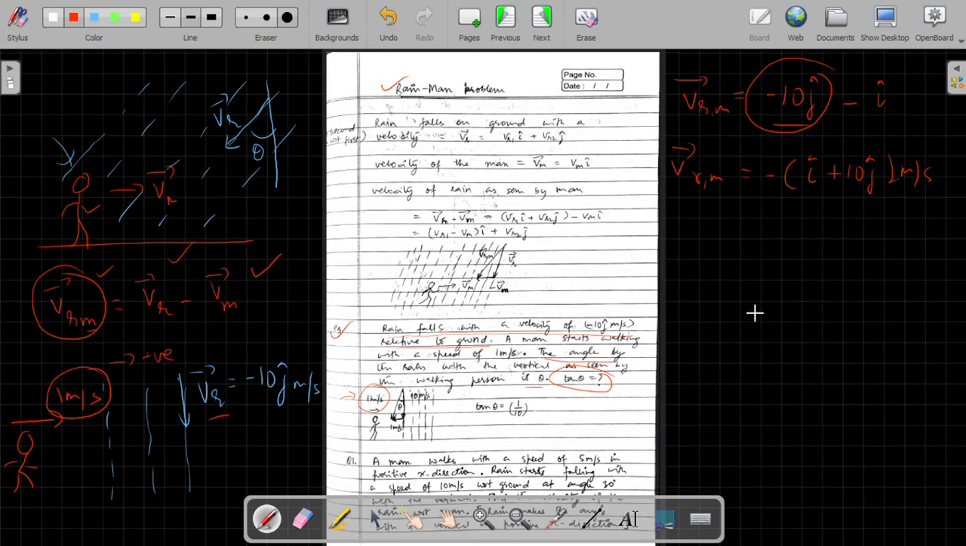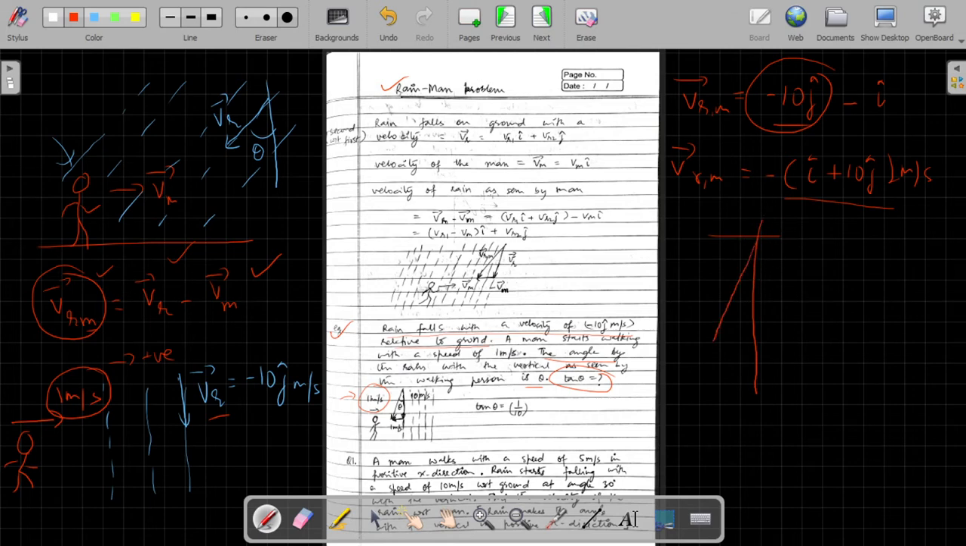So this is the velocity of rain with respect to man, and we are supposed to find what is the angle which this vector makes with the vertical. If we are to draw this particular value, we can say that the rain is moving in minus i direction.